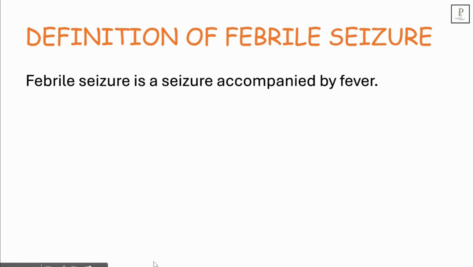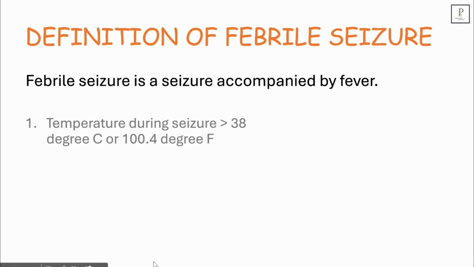Febrile seizure is a seizure accompanied by fever. That is the simplest definition, but it has four other criteria which need to be met. One is that the temperature during seizure is more than 38 degrees Celsius or more than 100.4 degrees Fahrenheit. The minimum temperature should be 100.4 degrees Fahrenheit to call it a febrile seizure.